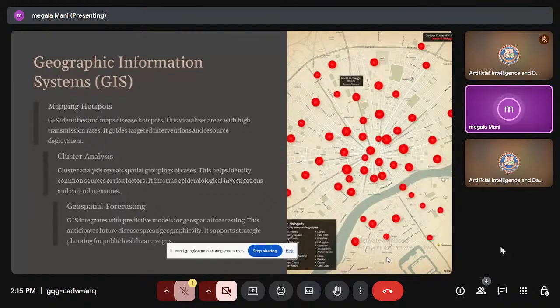And this is an example for the geographic information system. Mapping hotspots, and based on the hotspots, we can do clustering analysis and produce geophysical forecasting. This is an example you can give for some guidance.